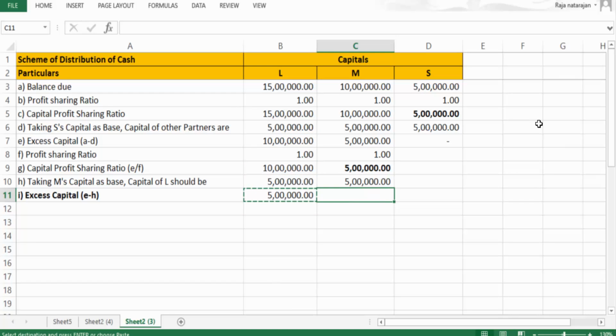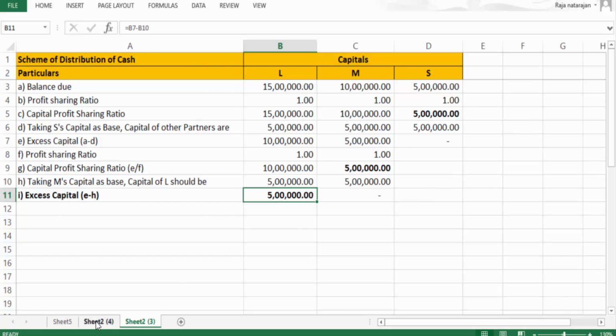It's going to be 5 lakh profit, and in this case it's going to be 0. Okay, now who has excess capital? L has excess capital, so this should be paid first. Only then we can move to the other partners.